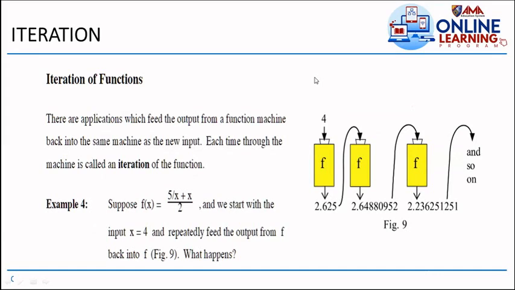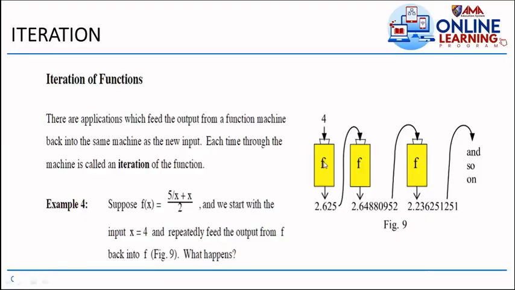Suppose the function of x equal to 5 all over x plus x all over 2, and we start with the input x is equal to 4. And repeatedly feed the output from F back into F, from your figure 9. So this is your figure 9, okay? So ito yung input natin, yung 4, no? Ito siya. If the input is equal to 4, and this is our function machine.